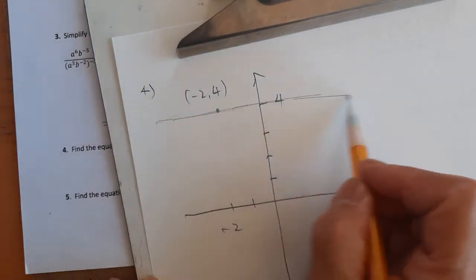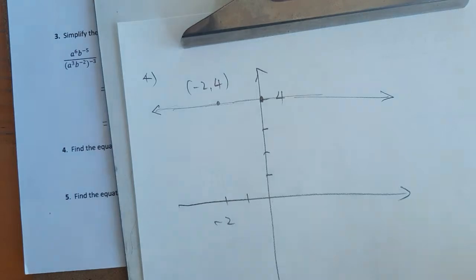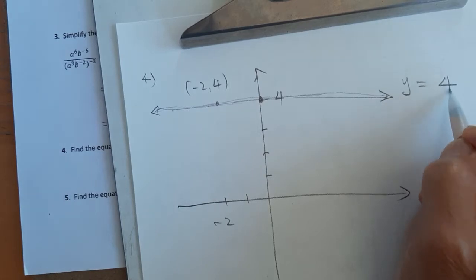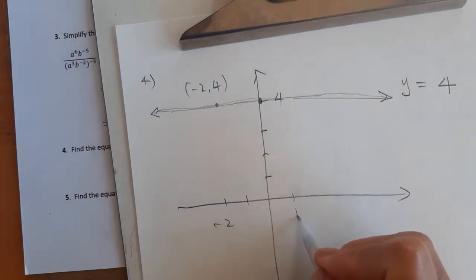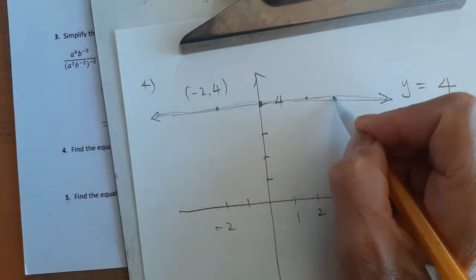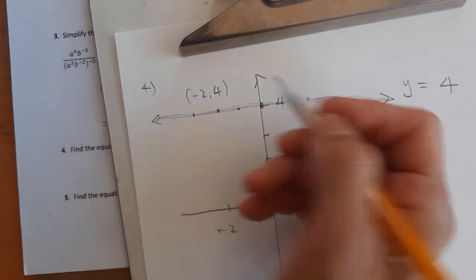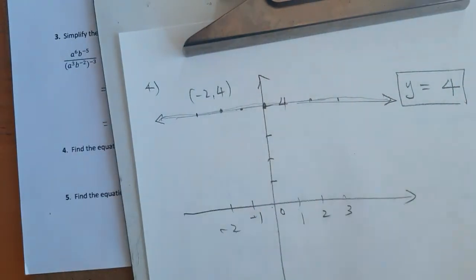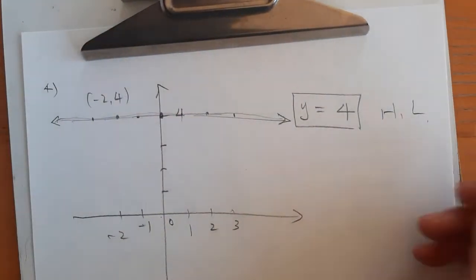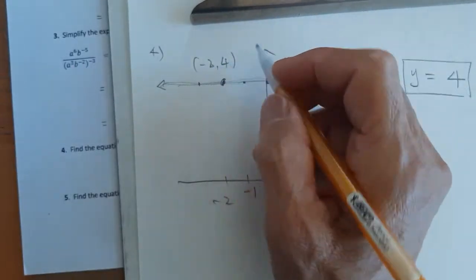The horizontal line is this, so it goes through 4. On this line, the y coordinate is always 4: 1, 4, 2, 4, 3, 4, and 0, 4, negative 1, 4, negative 2, 4, negative 3, 4. So this line we call y equals 4. That's the horizontal line going through this point, negative 2, 4.